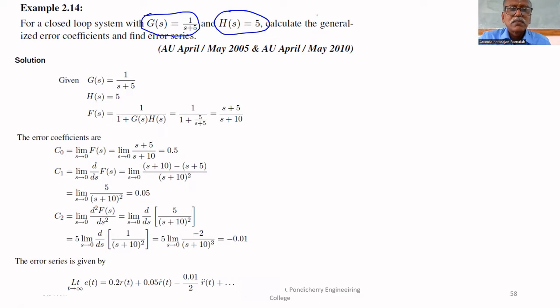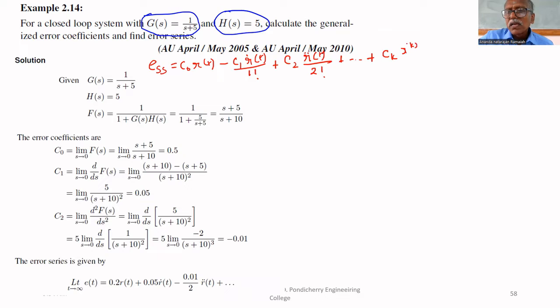What is the error series? The steady state generalized error series e_ss equal to C0 R of t minus C1 R dot of t divided by 1 factorial, plus C2 R double dot of t divided by 2 factorial, plus etc., plus Ck, kth derivative of R upon k factorial. That's all. This is the generalized error series.